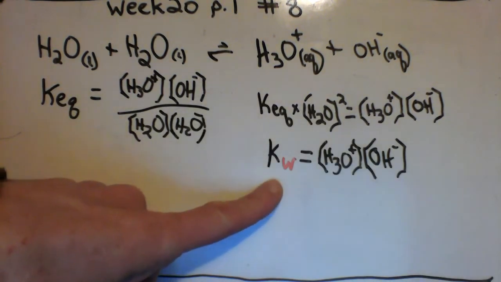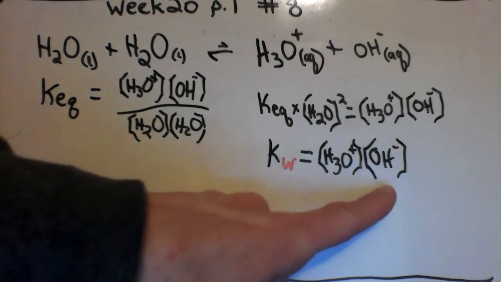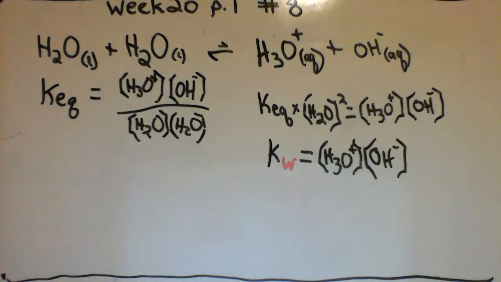So when we see this, whatever the concentration of hydronium is and whatever the concentration of hydroxide is, when we multiply them together, we get the ion product of water. Because the concentration of water is a constant, we know that with pure water, the ion product constant for water is always a specific number, which is 1 times 10 to the negative 14th.